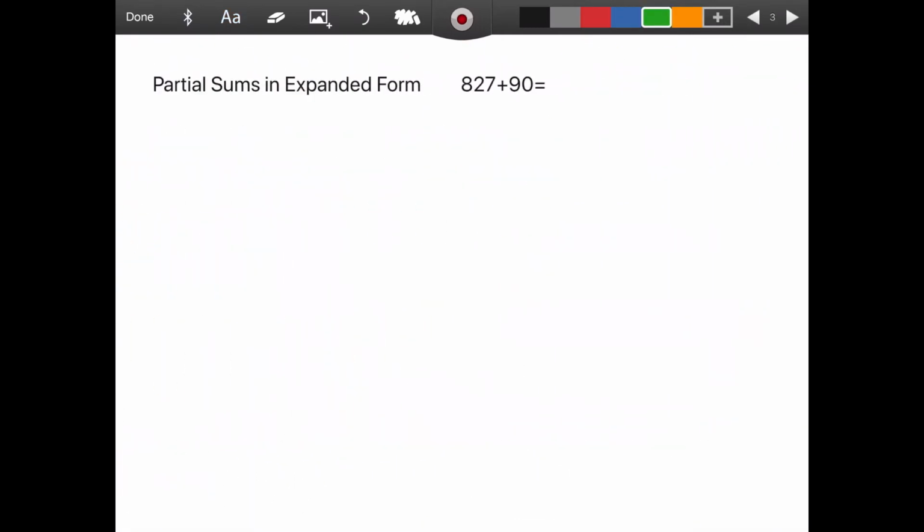Okay, we used the base 10 method, and now we're going to switch to expanded form. Now remember that expanded form is that we take the number 827 and each digit represents something, so we're going to expand it by place value. So we have the 8 of 827 represents 800, the 2 represents 20, and 7. So 800 plus 20 plus 7.